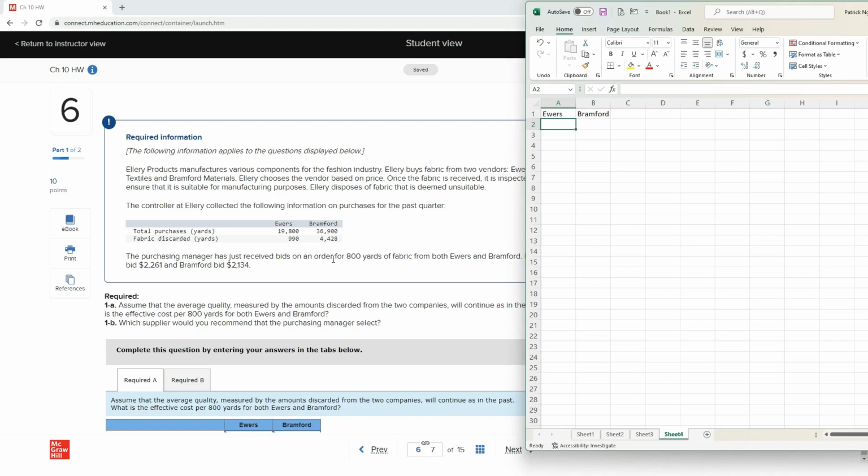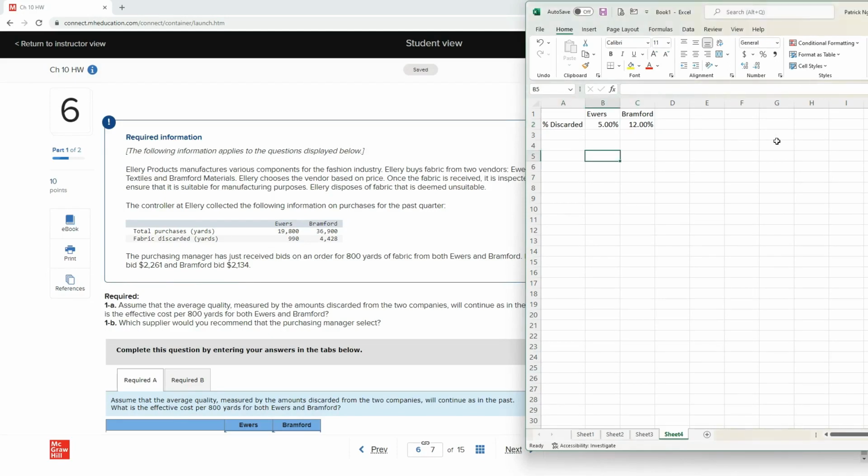Let's see exactly how much we throw away. So for Ewers, we had to throw away 990 out of 19,800. So we threw away 5%. For Bramford, we're throwing away 4,428 yards out of 36,900. So for Bramford, we're throwing away 12%. So we throw away a lot more Bramford. But Bramford is a little bit cheaper, $2,134 compared to $2,261 for Ewers. So which one do we go with?